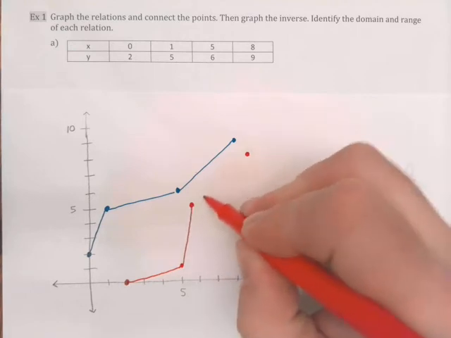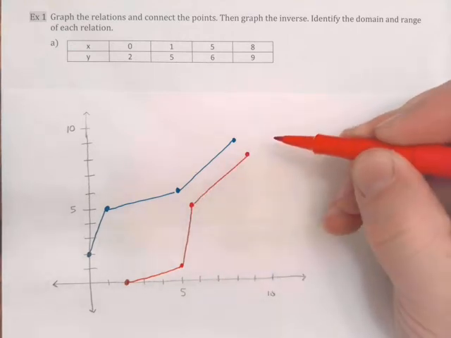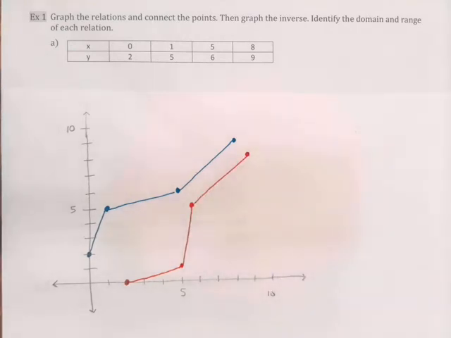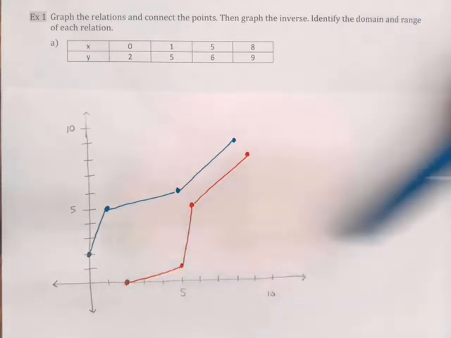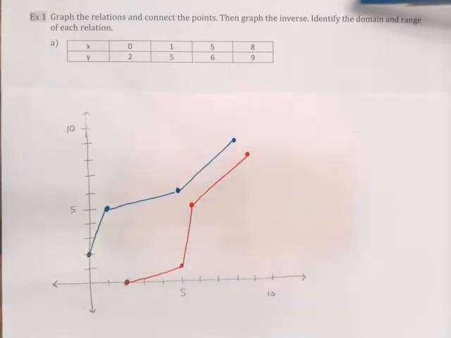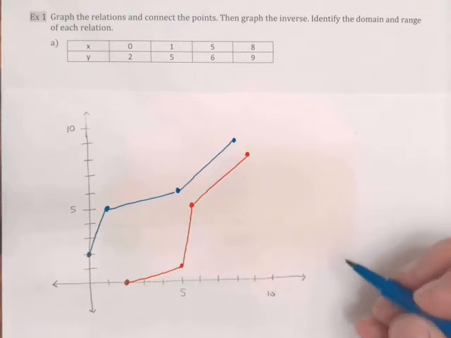And we're going to take those 4 points and connect them also with a straight line. So the original relation, the original table, is done in blue, and the inverse is the one in red. We want to identify the domain and the range of both the original and the inverse.